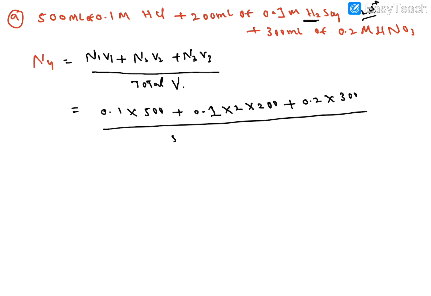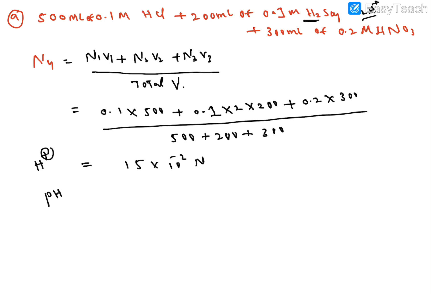So total volume, how much? First one 500 ml, second one 200 ml and third one 300 ml. So finally we can calculate this one, what value we got here. This n factor is very important to multiply with the H2SO4. So here what will we get, the total volume here. So total volume, 5 into 10 to the power of minus 2 is the normality. So this is the H plus concentration.